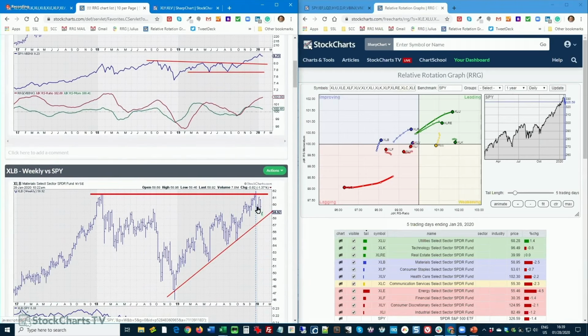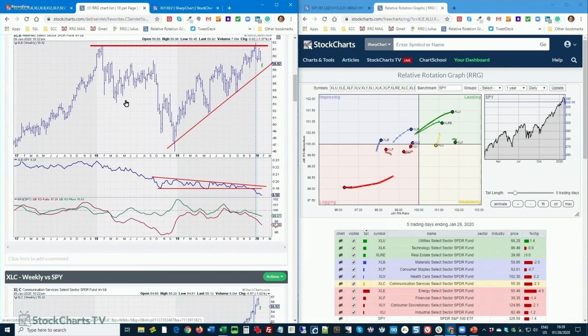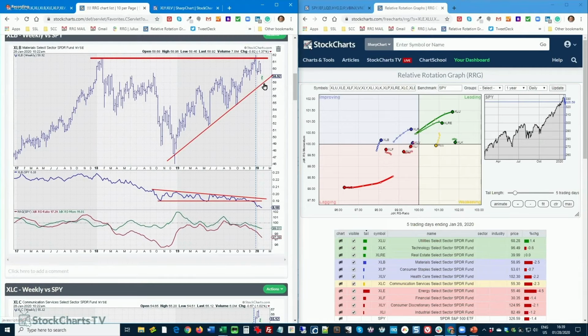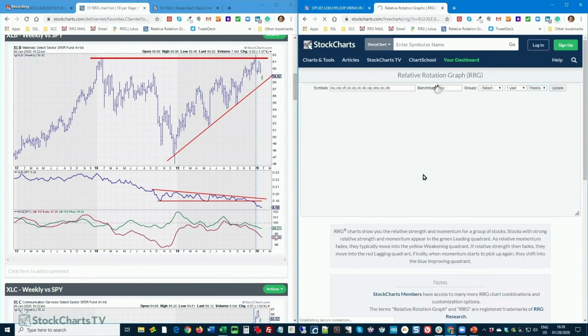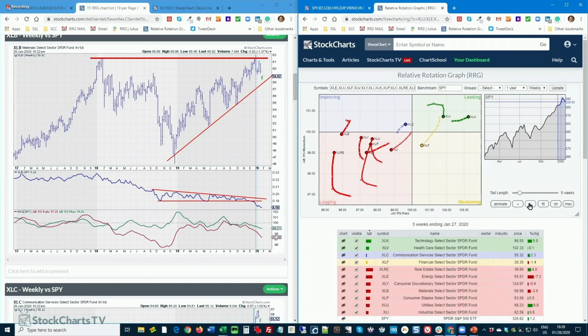Let's do this very quickly. We've got materials. They never made it above their all-time high, and they dropped back. The relative strength is clearly very, very weak. Let's bring this in line with that RRG that you're watching. It makes it more readable.